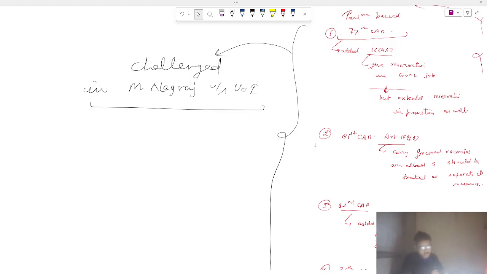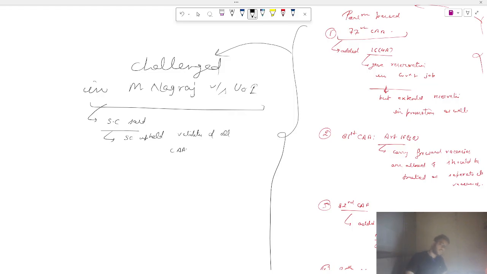Now this has been challenged in the Supreme Court in the case of M. Nagaraj versus Union of India. In the case of M. Nagaraj, the Supreme Court upheld the validity of all constitutional amendment acts, whether it is the 77th, 81st, 82nd, 85th, all our constitutional amendment acts are valid.